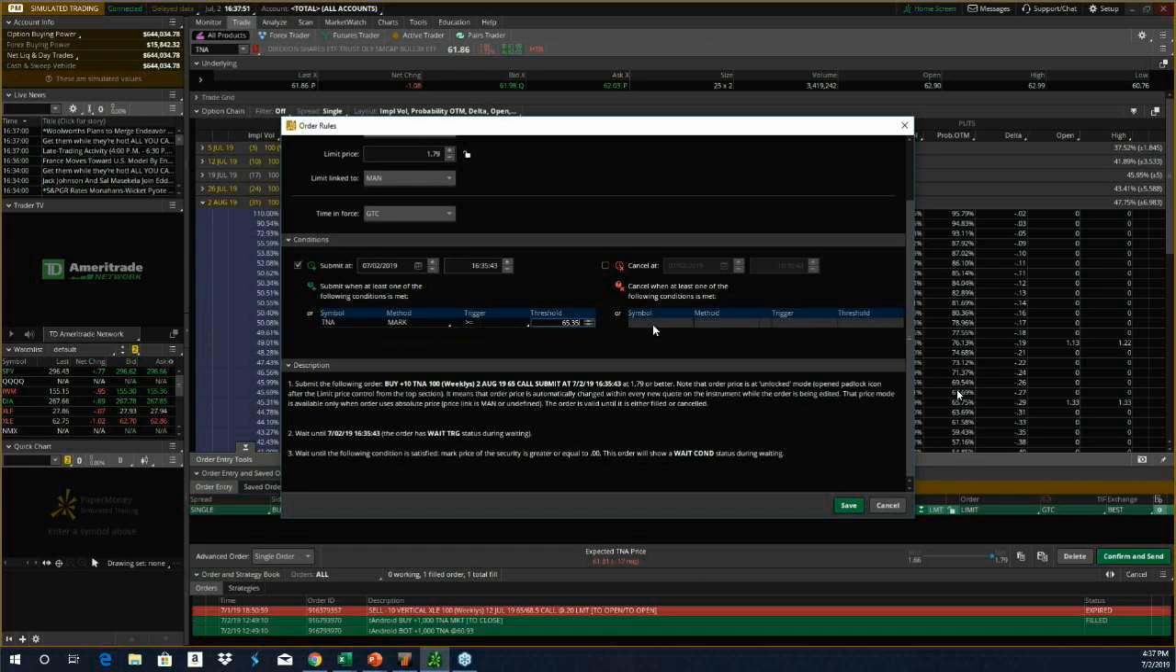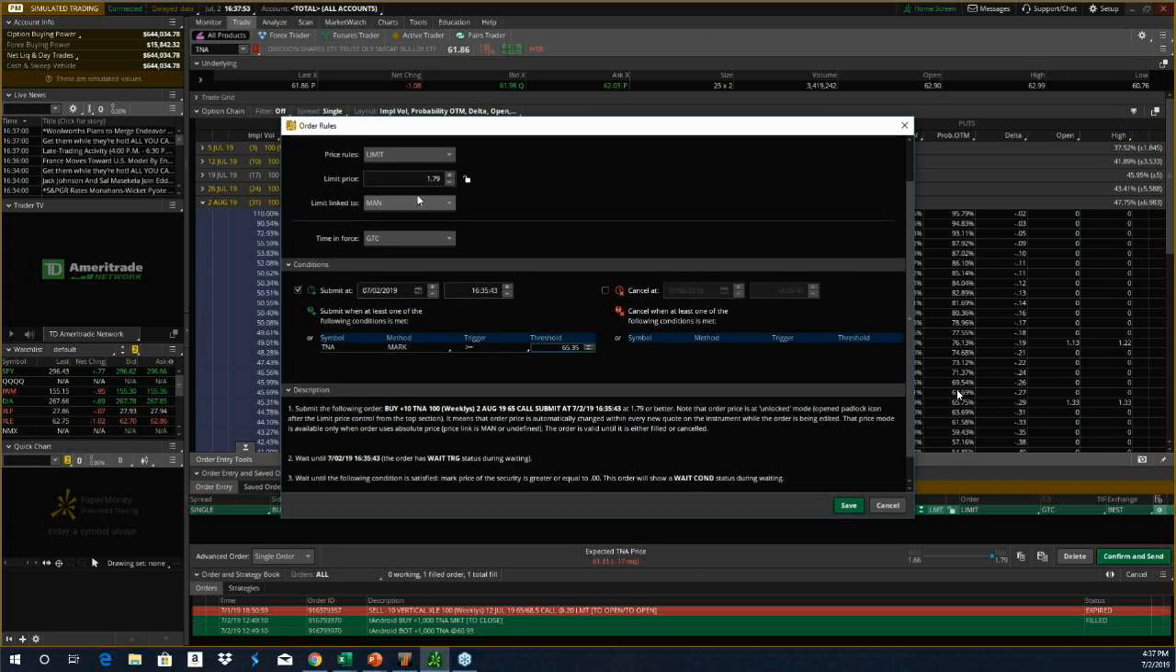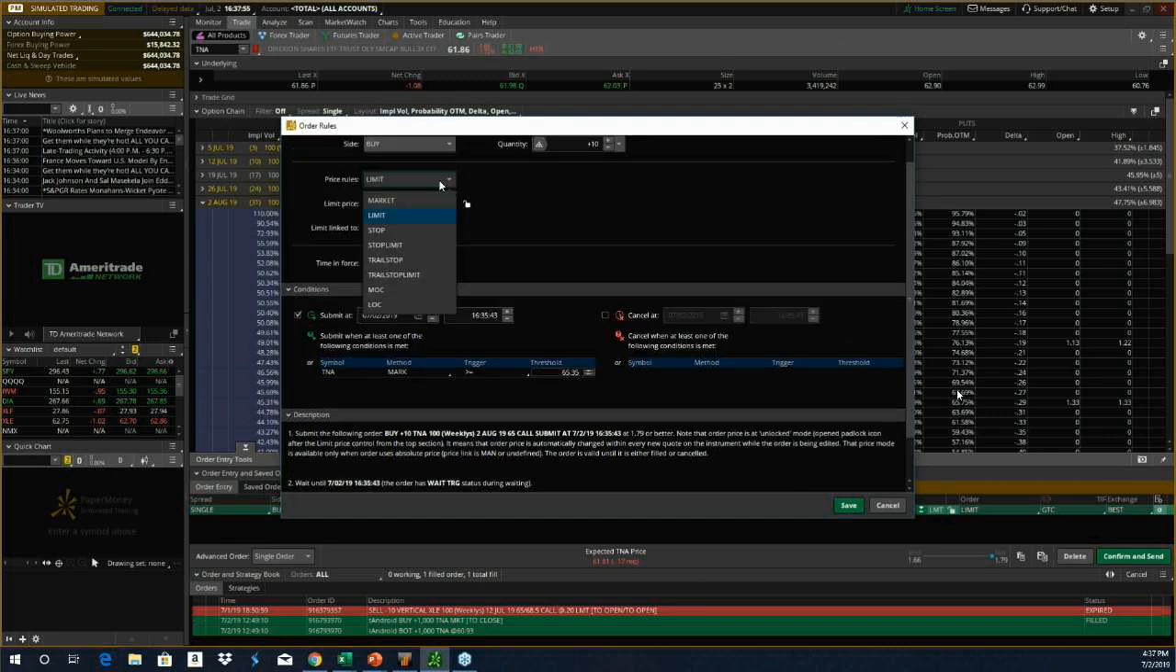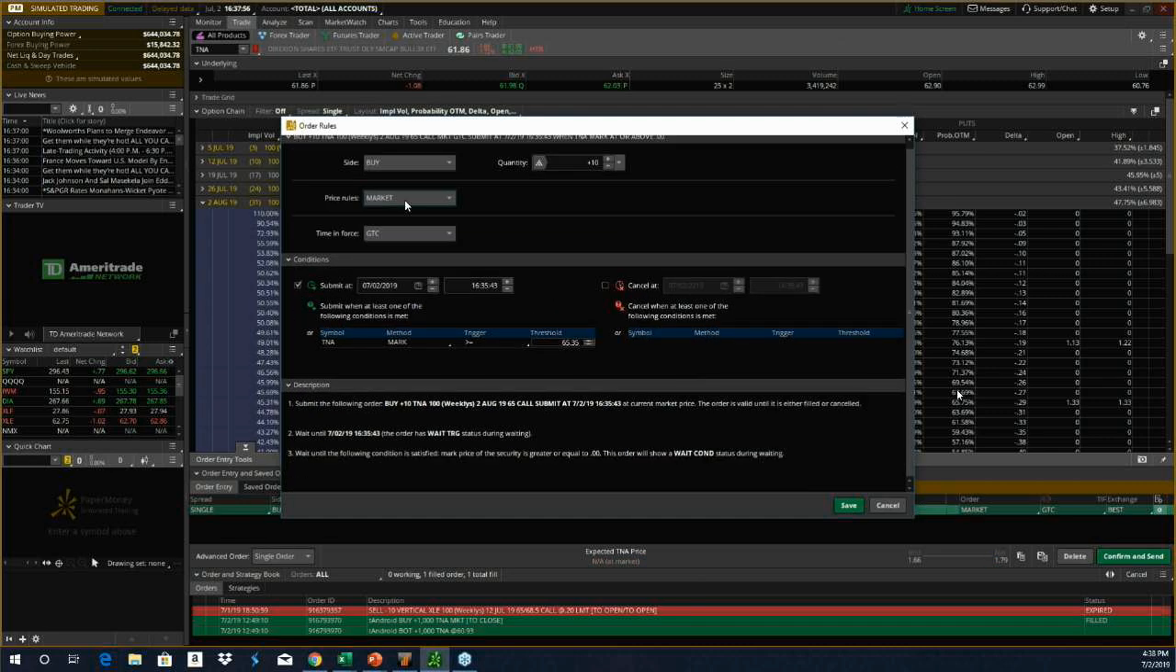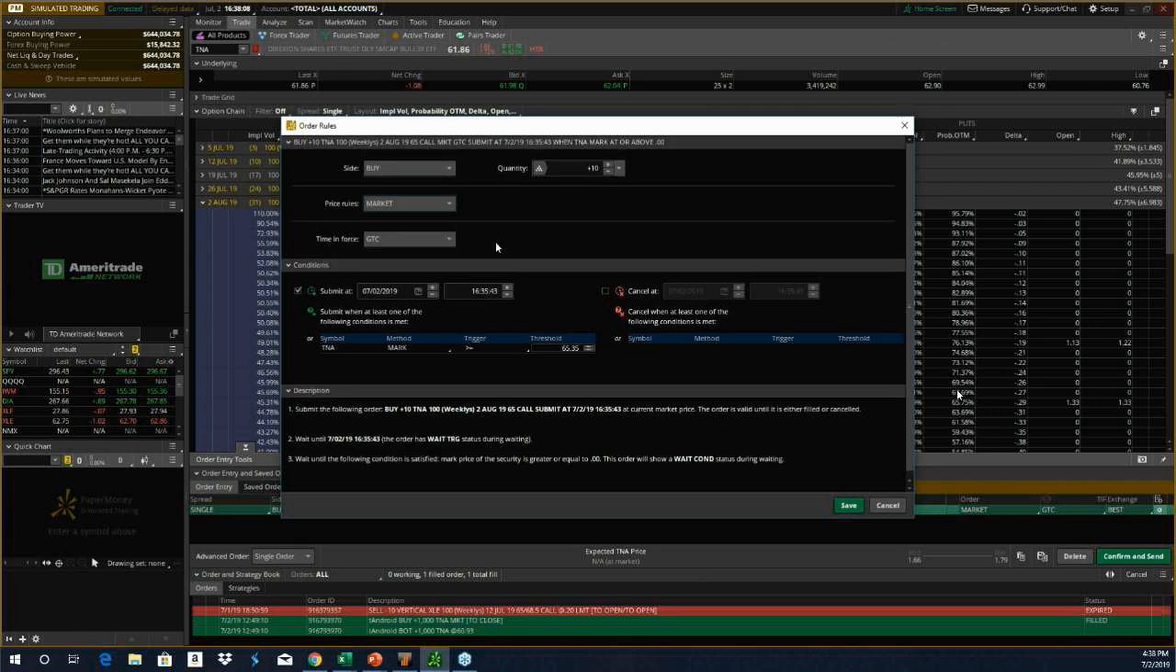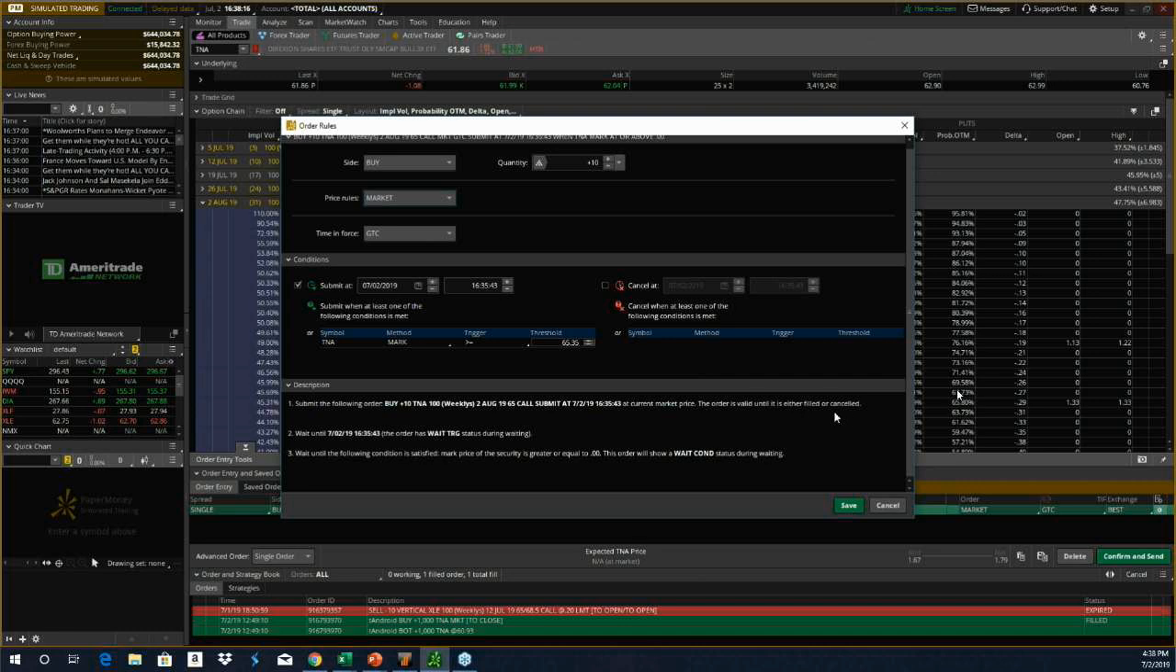And we actually need to change that to market. We're going to buy at the market price, because likely those contracts are not going to be trading at 179 or better if the TNA moves to the upside. So make sure that you enter a market order for your conditional setup. And then it tells us the order is valid until it's either filled or canceled, because we put it in as a good till canceled.